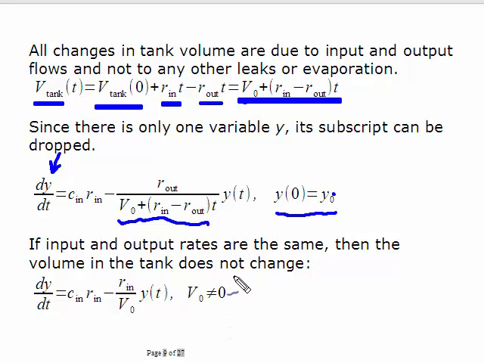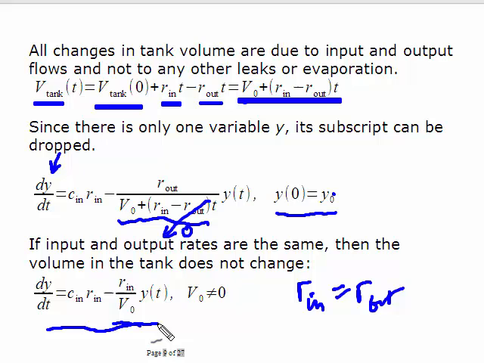Now there are two problems here. If the input and output rates are the same, then obviously this term is gone, and we have the volume in the tank never changes. The amount put in is equal to the amount taken off, so the volume's the same, which is its initial amount. Now this is case 1. So we'll solve this one, and then we'll go back and solve the case where the input and output rates are different.